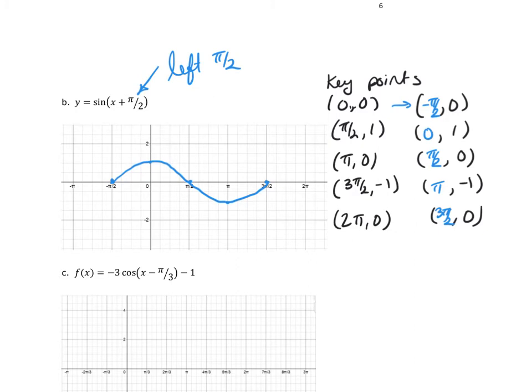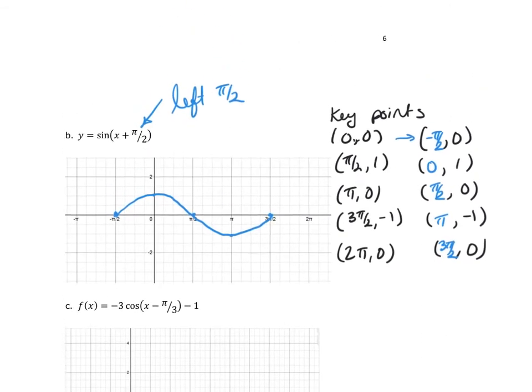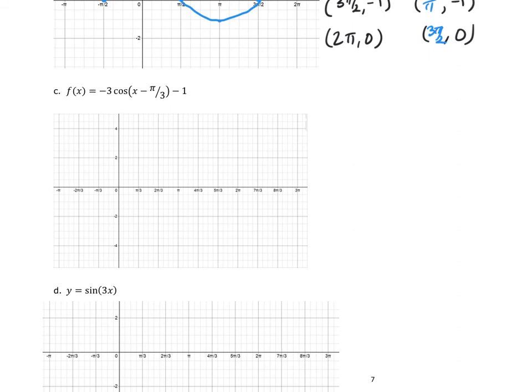My next example has a lot of things going on, so I'm going to start again with my key points, and it is a cosine wave. My cosine wave key points are (0, 1), (pi over 2, 0), (pi, negative 1), (3 pi over 2, 0), and then of course we're back to (2 pi, 1).